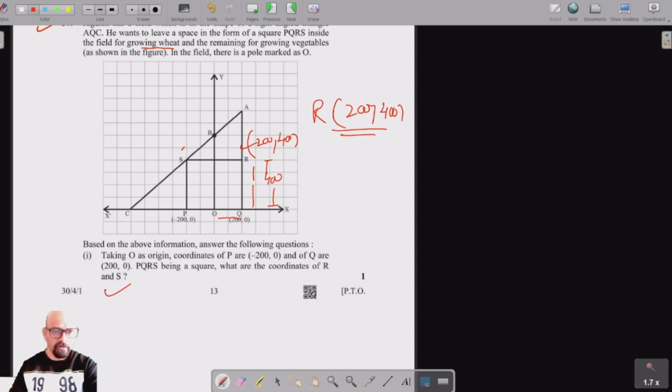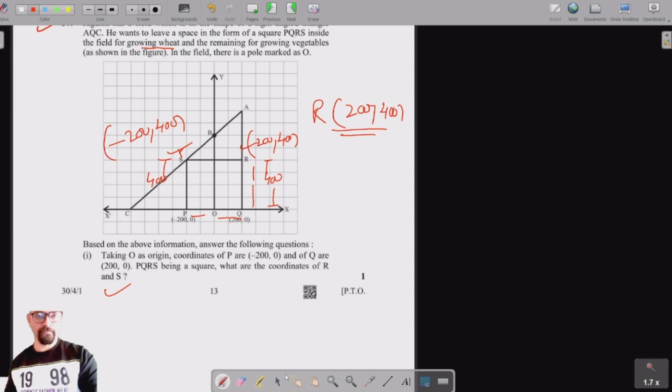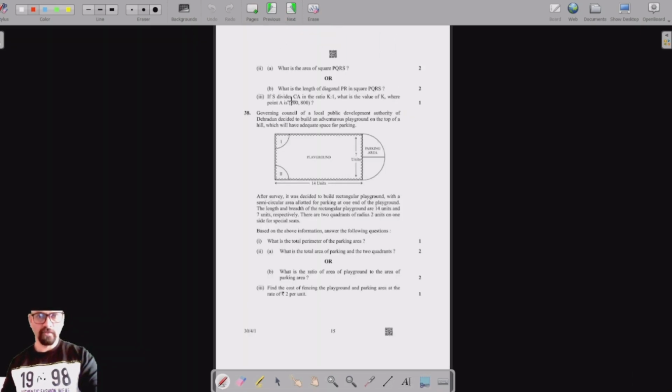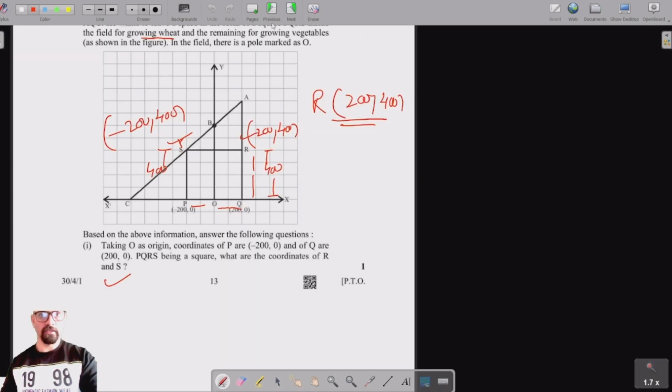Similarly, we have to find the coordinates of S. So this distance is 400 and this is negative 200. So negative 200 comma 400 are the coordinates of S. Now let's move on to the next question, which is on the next page. What is the area of the square PQRS? So we have to find the area of the square PQRS.